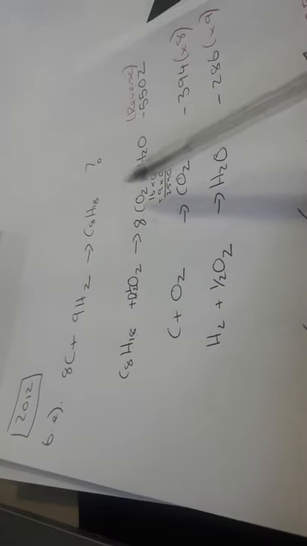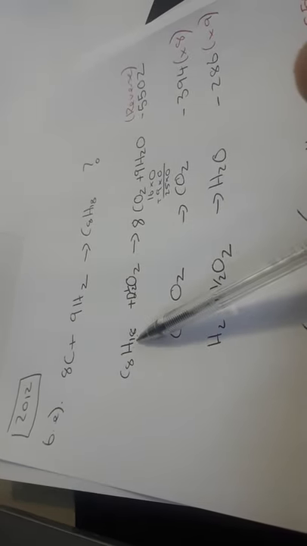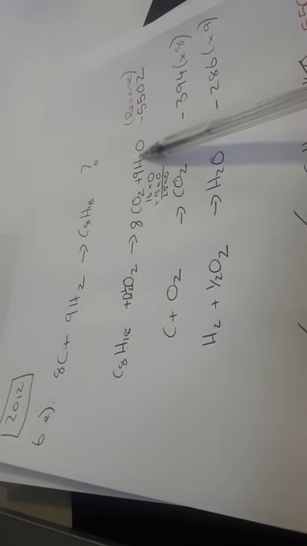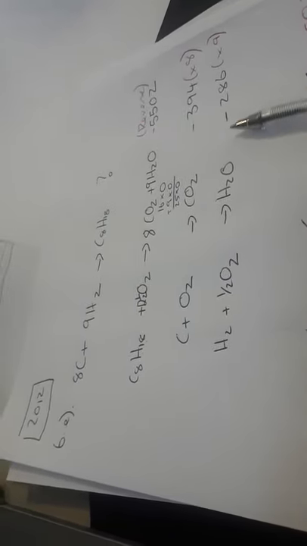Again, hardest part here is working out your heat of combustion. It always burns in oxygen to produce carbon dioxide and water. 8 carbons need to have 8 here. 18 hydrogens need to have 18 here. And then whatever oxygens I have here, I must have the same amount on my left-hand side.